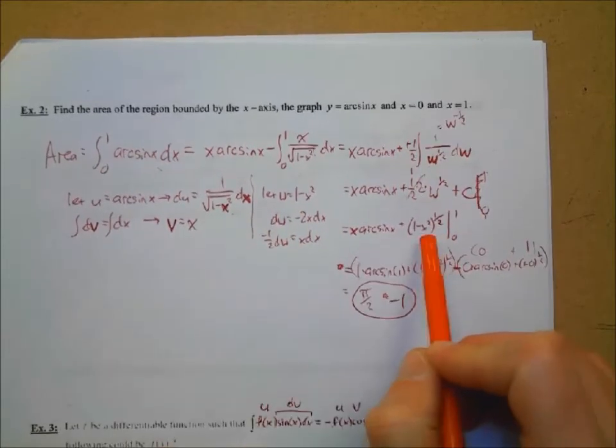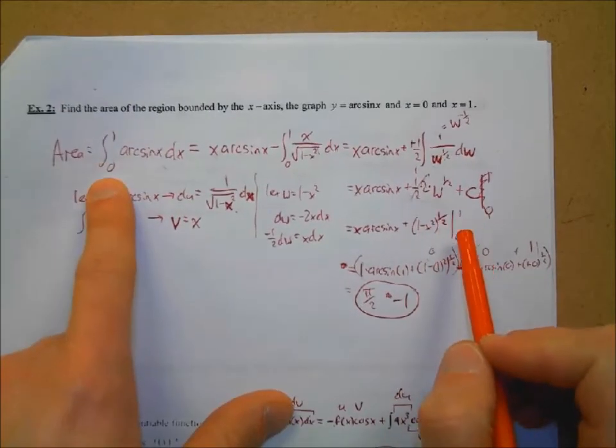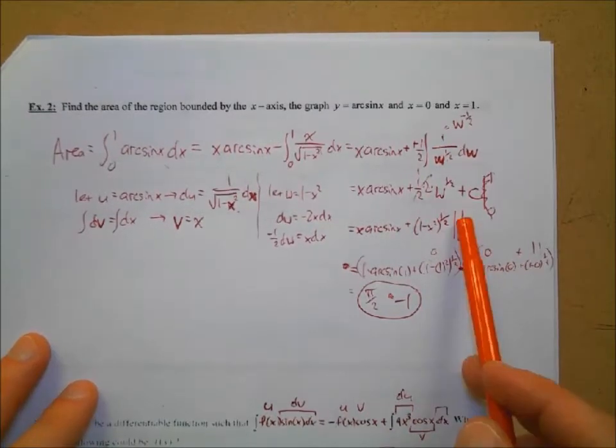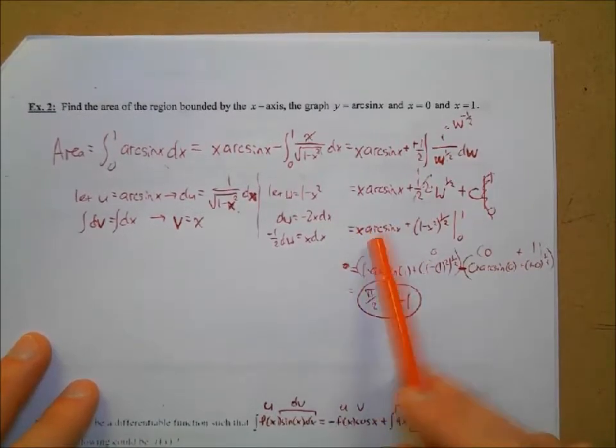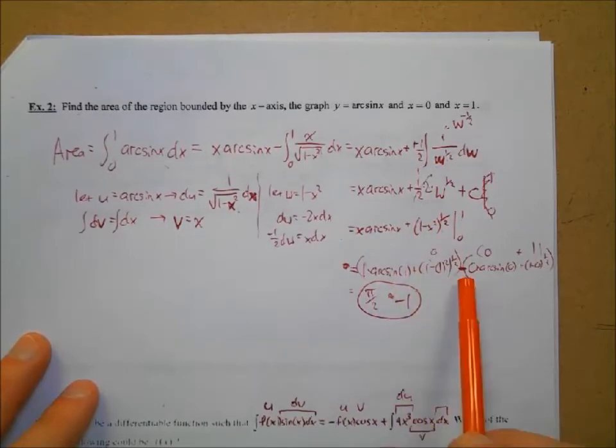And then finally evaluate. Don't forget, the whole purpose of this was to evaluate the definite integral from 0 to 1. So now we're going to plug in 0 and 1 for our upper and lower limits. Plug in the 1: 1 times arc sine of 1 plus 1 minus 1 squared to the 1/2, minus plug in the 0.